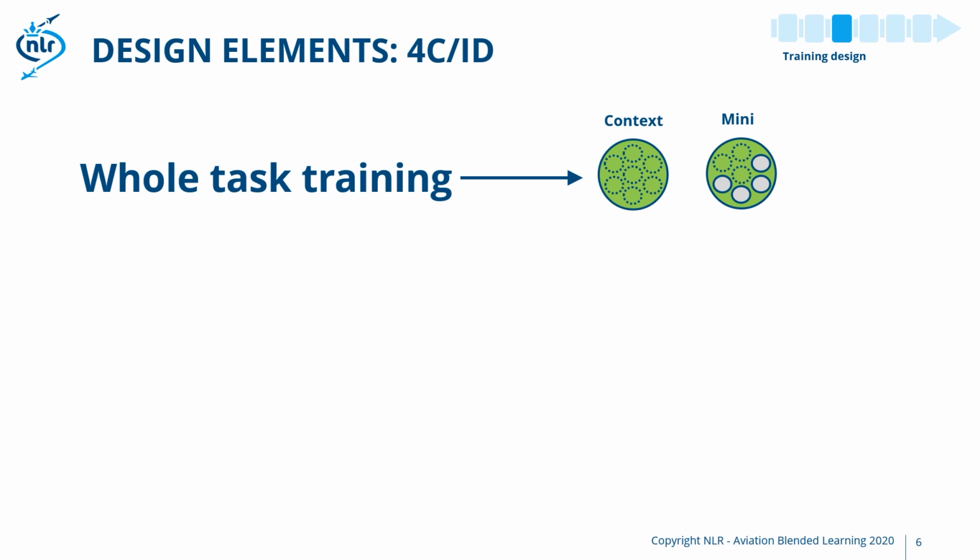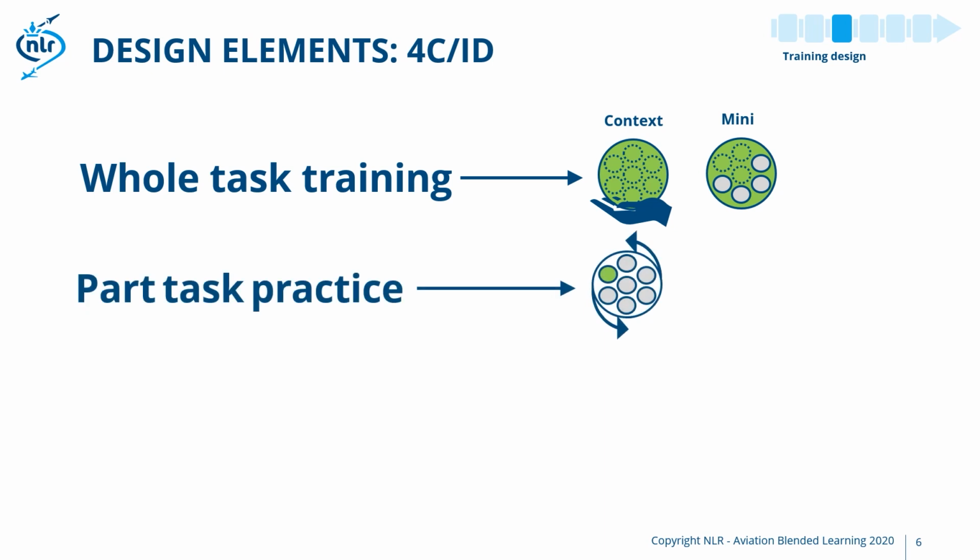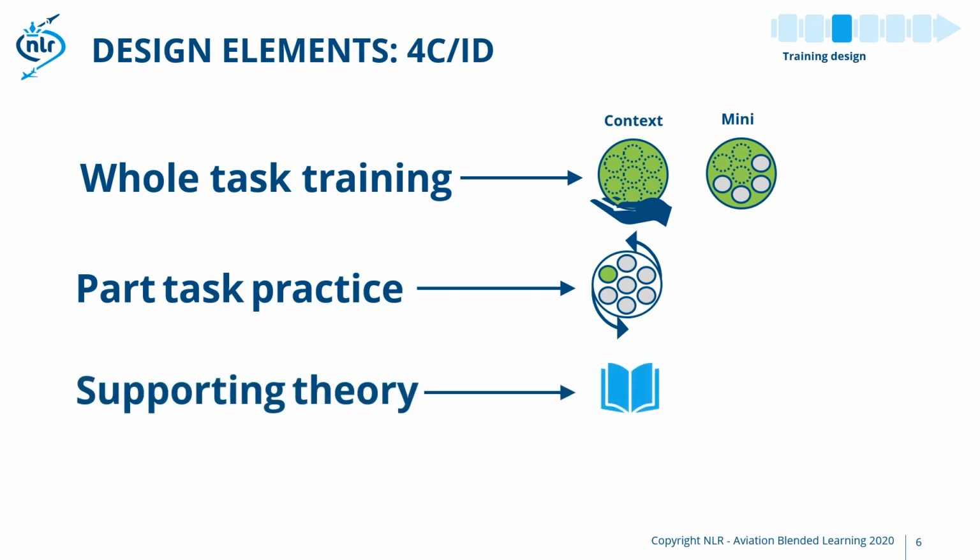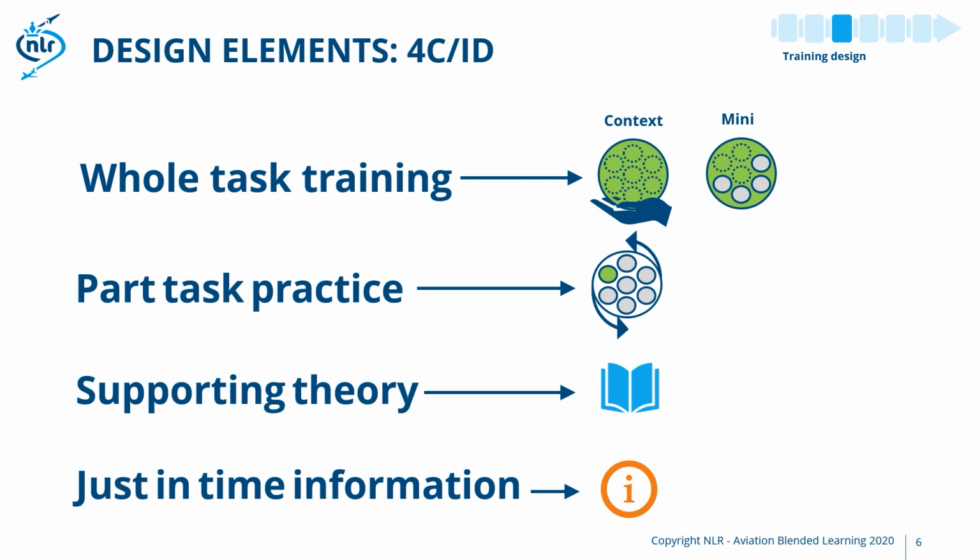And the idea is that you perform this whole task already from the beginning, but then with a lot of support, and that the support will get less and less towards the end of the training. Then there is part task practice that you only use in support of whole task practice to make sure that this doesn't take any cognitive room while performing the whole task. And of course there is supporting theory, and we also make use of just-in-time information. These are the four components of the model.